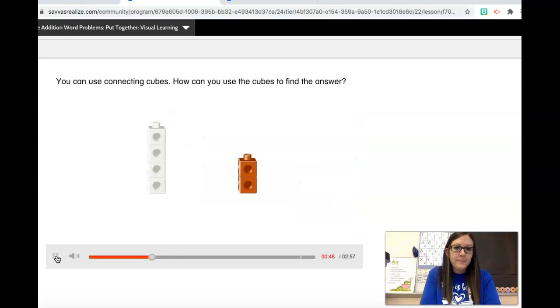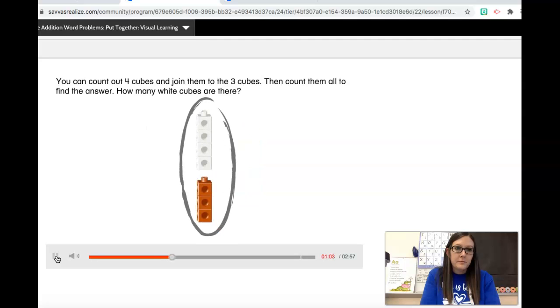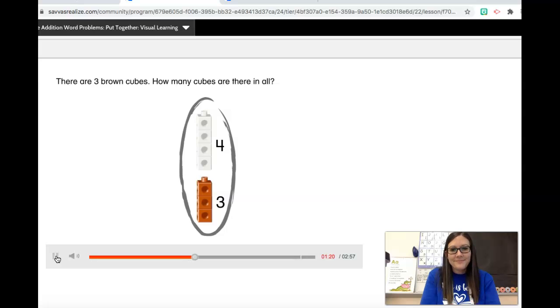You can use connecting cubes. How can you use the cubes to find the answer? You can count out 4 cubes and join them to the 3 cubes. Then count them all to find the answer. How many white cubes are there? There are 4 white cubes. How many brown cubes are there? There are 3 brown cubes. How many cubes are there in all? 7 in all.